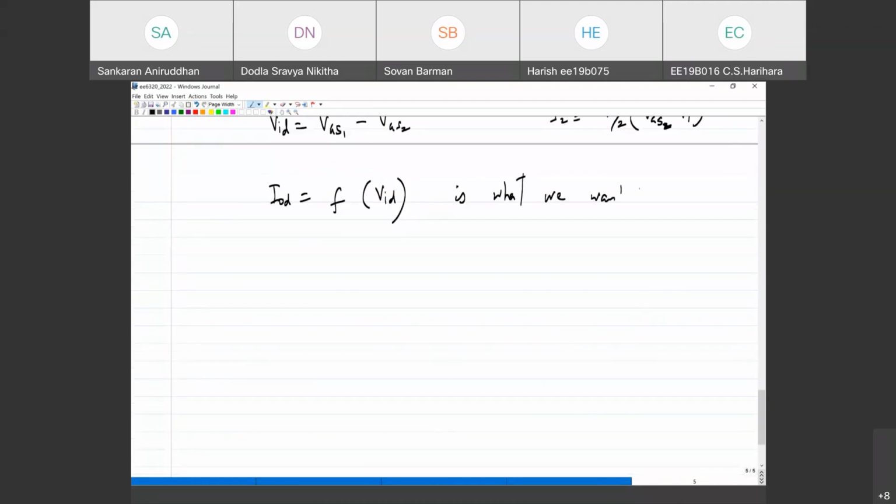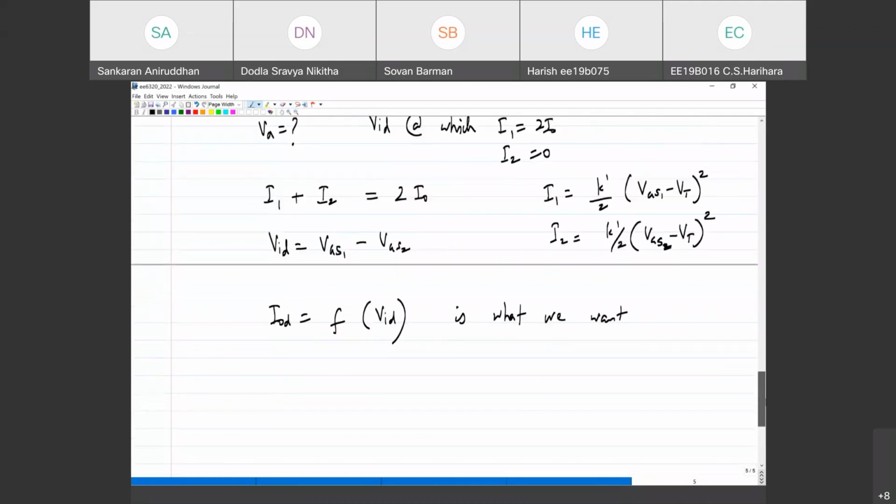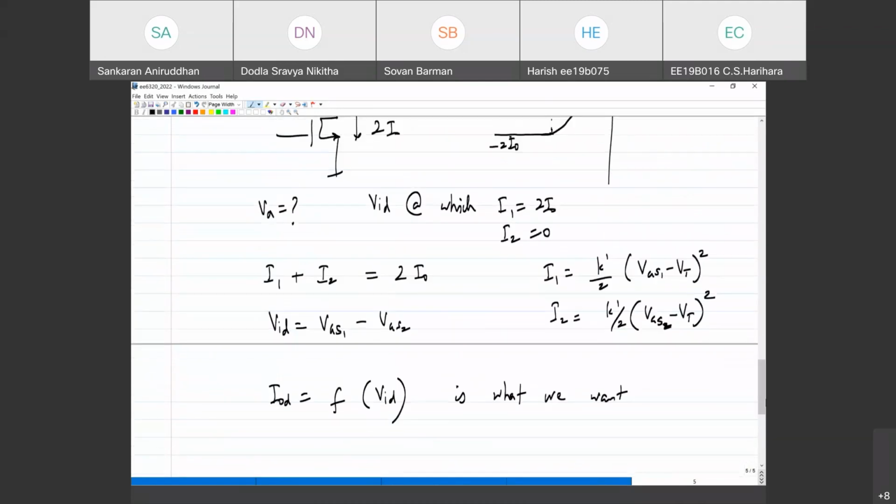Okay, so this is what we want to extract out from these equations, and indeed it's possible. If you look at Razavi's analog textbook, he has done it. I mean, you can do it yourself, of course.